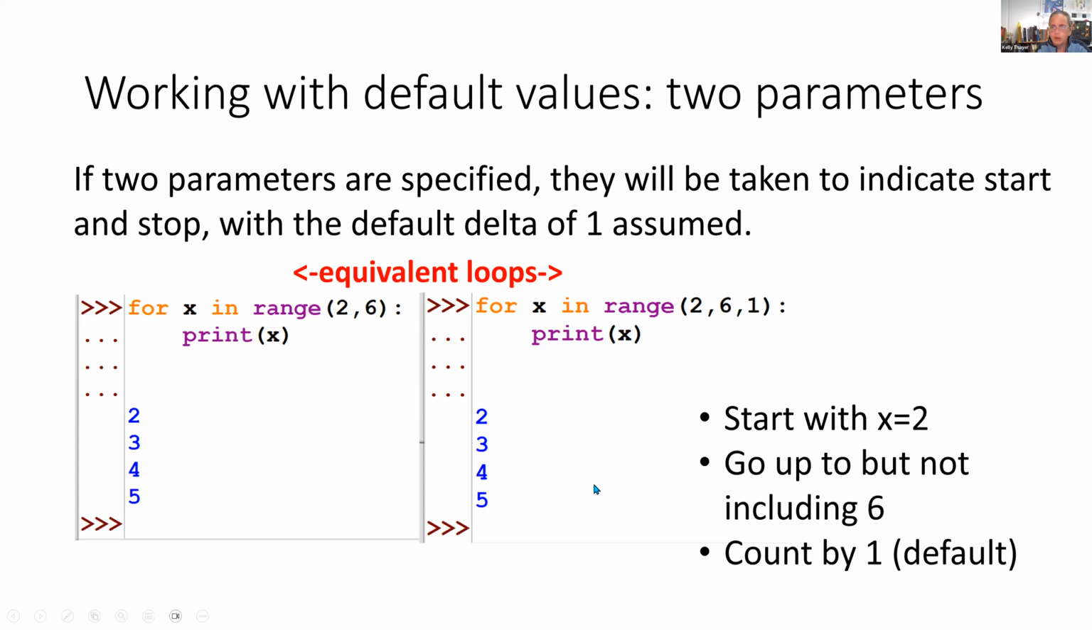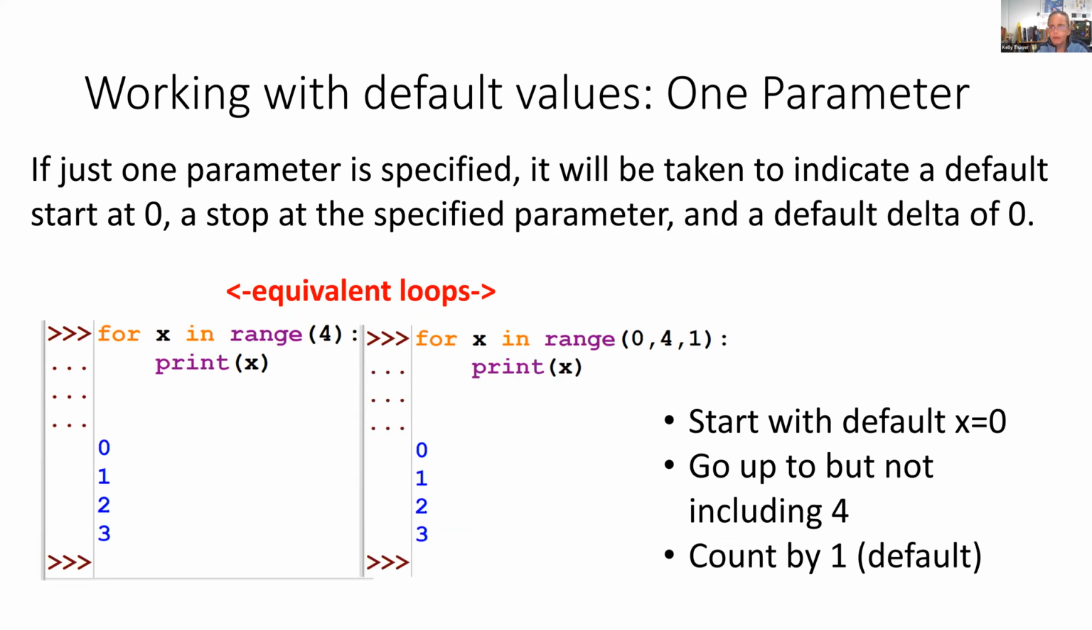Well, the reason is because the most common thing we'd want to do is to count by ones, right? So we probably want to specify the start and stop, but most of the time we probably want to count by ones. So that's the first one that you can omit, and it will substitute in counting by ones automatically because that's the default value. So this says to begin at 2, go up to but not including 6, and count by 1 by default, whereas here we've explicitly said that. And we can see then that the loops produce identical output.